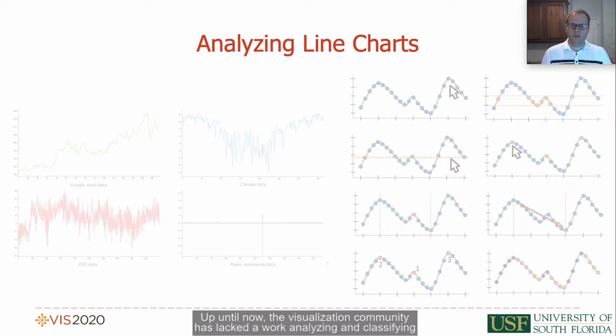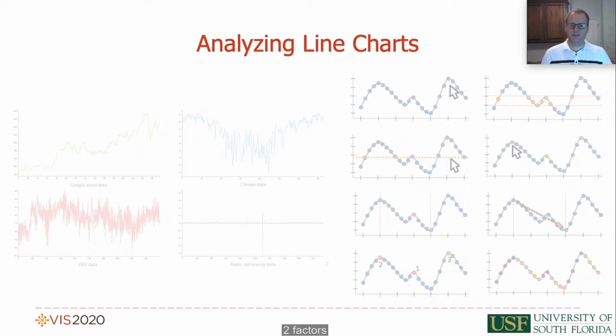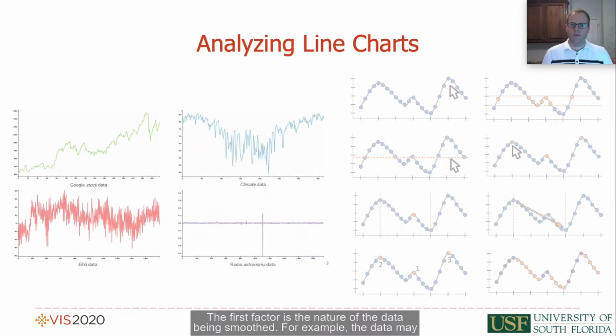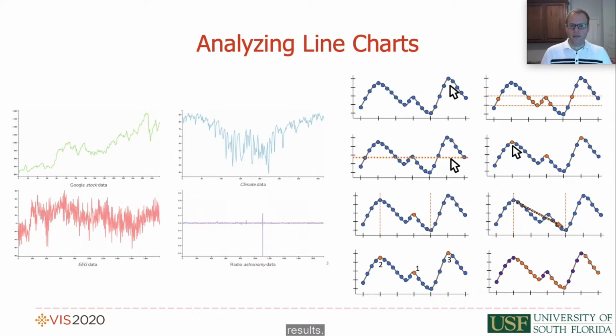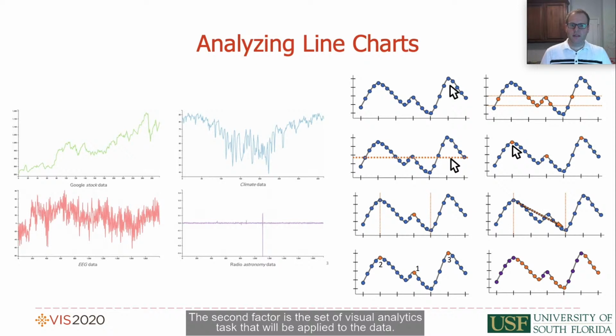Up until now, the visualization community has lacked a work analyzing and classifying line chart smoothing methods. For this work, we hypothesized that the effectiveness of each smoothing technique depends upon two factors. The first factor is the nature of the data being smoothed. For example, the data may have long-term trends, cyclical behaviors, or high-frequency spikes that influence the smoothing results. The second factor is the set of visual analytics tasks that will be applied to the data.